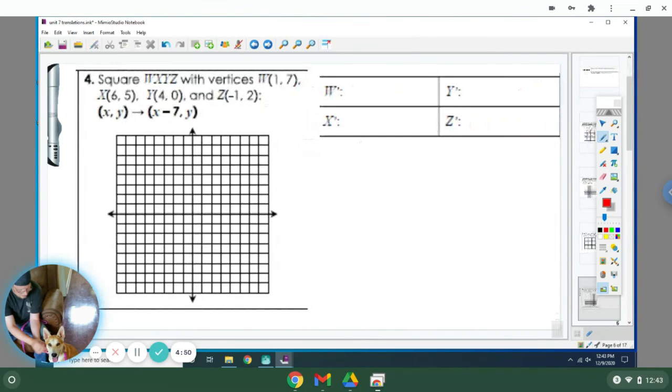Okay, let's try another one. This time they're going to do X minus 7, and then they're just going to leave Y the exact same. So W will be 1 minus 7, which is negative 6, and then the Y stays the same. X is 6 minus 7, which is negative 1, and Y stays the same. Y is 4 minus 7, which is negative 3, and Y stays the same. Z is negative 1 minus 7, which is negative 8, and Y stays the same, so it stays 2.